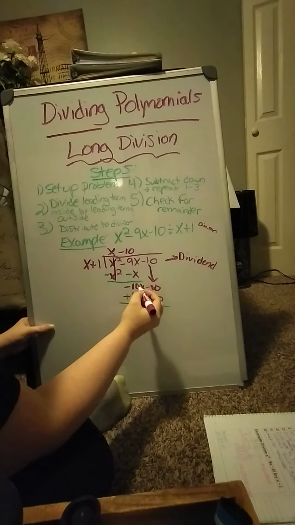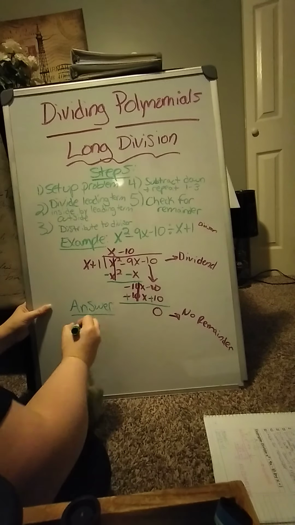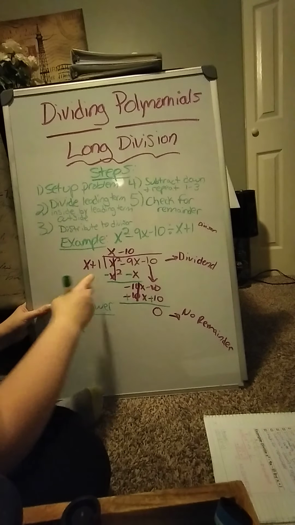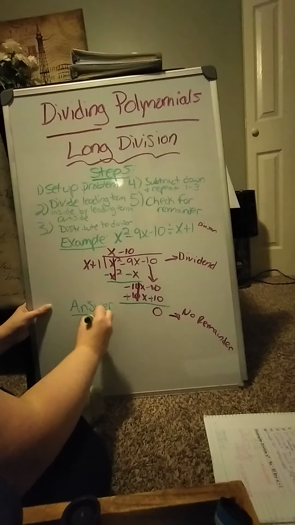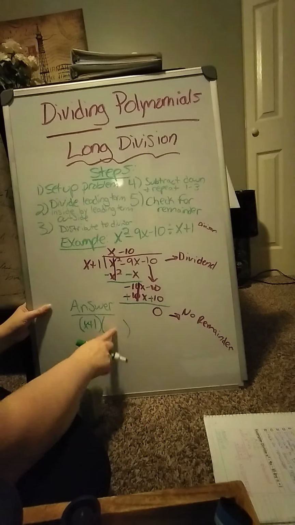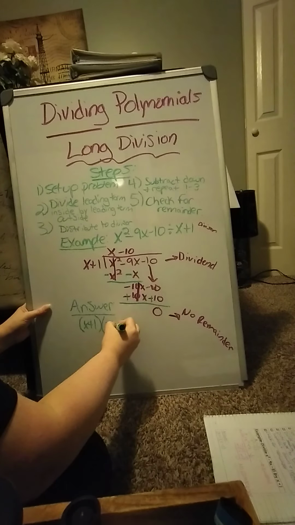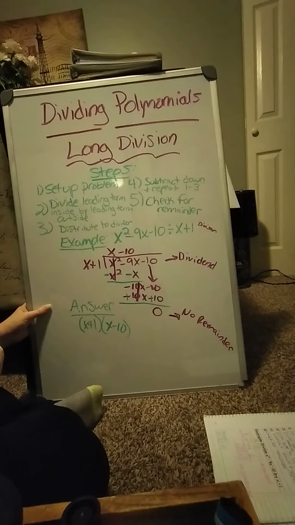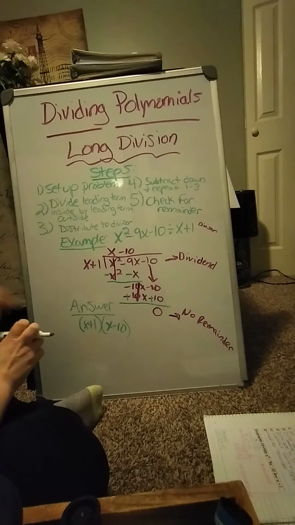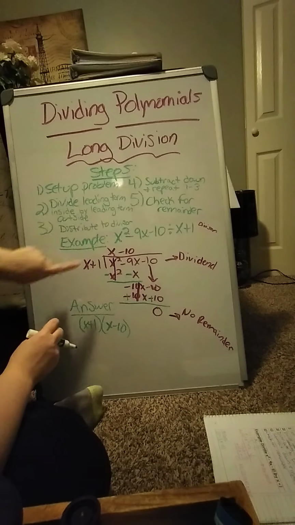Okay, no remainder. So then now, how we write our final answer. Is parentheses, you put your divisor, x plus 1, and then the second set of parentheses are what you got at the top as your answer, x minus 10. And that's it. That's how we do long division with our quadratics.